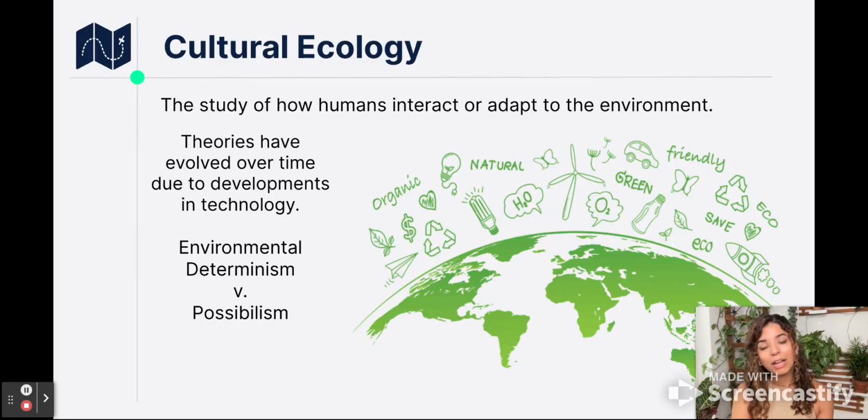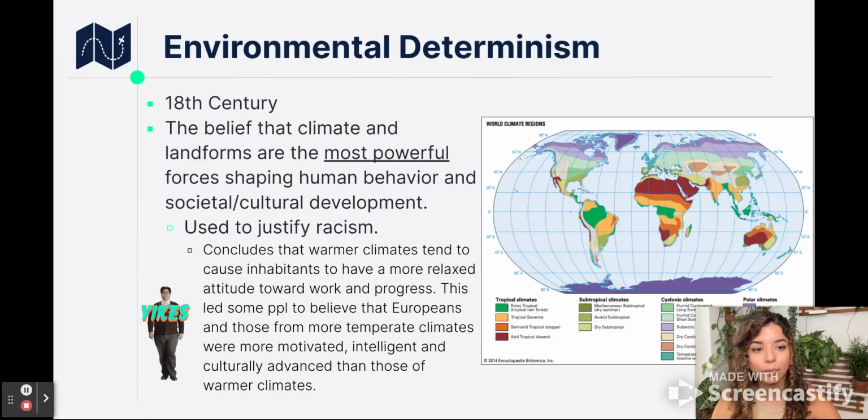So first we have cultural ecology. So this is the study of how humans interact or adapt to the environment. So there's 2 main theories, and these have evolved over time. We have environmental determinism, and then we have possibilism. So these are kind of like the 2 schools of thought in terms of how people interact with the environment, how the environment can influence people. So the first one here, environmental determinism.